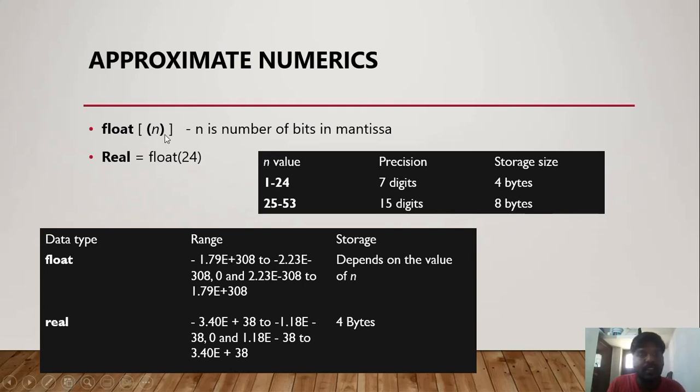The n which is represented in float is the number of bits in the mantissa. Mantissa is nothing but the total precision, as I told you, in the decimal or numeric data type. The real data type is nothing but float of 24 bits in the mantissa. The storage depends on the value of n for float, and for real the storage size is 4 bytes. And in float, the storage size depends upon the precision. If it is 7 digits, it is 4 bytes. If it is 15 digits, it would be 8 bytes.